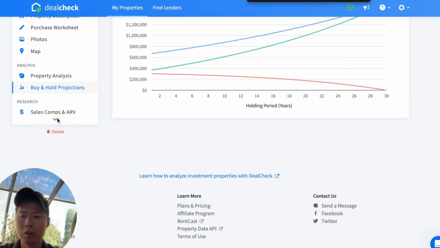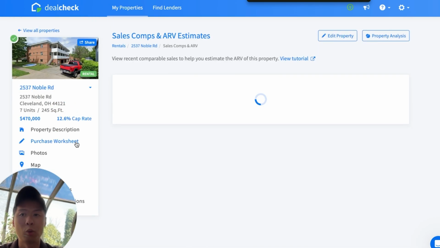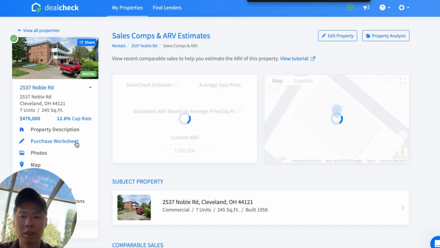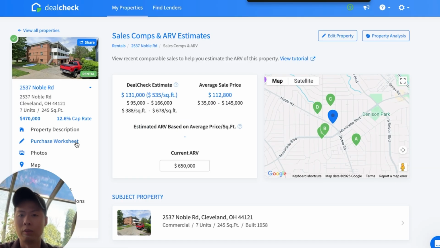So I'm not going to go into too much detail here, but this is basically how we run a lot of our numbers, a lot of deals, based on the sales comps and ARV estimates. It creates a very nice chart for every single one of the deals that we do, and it really provides that accuracy before we start placing an offer.